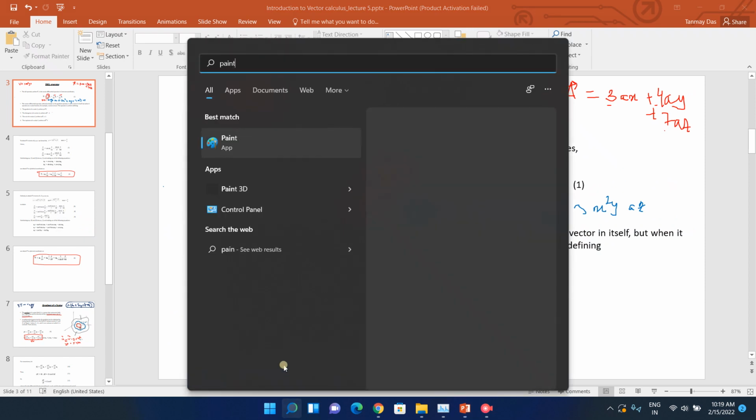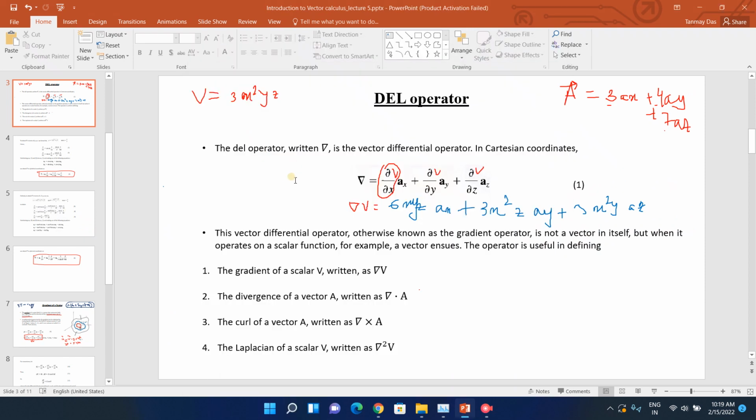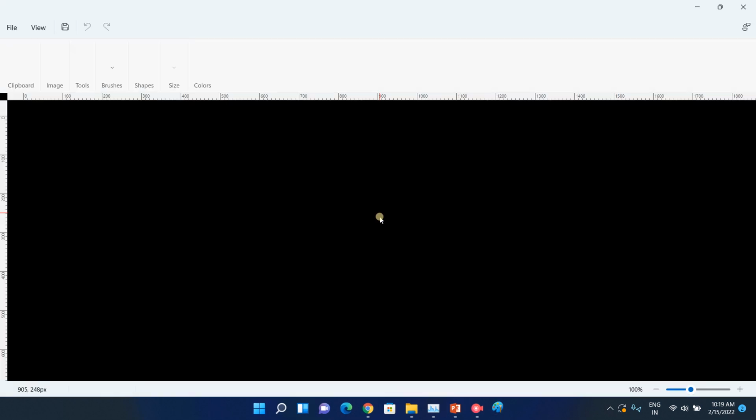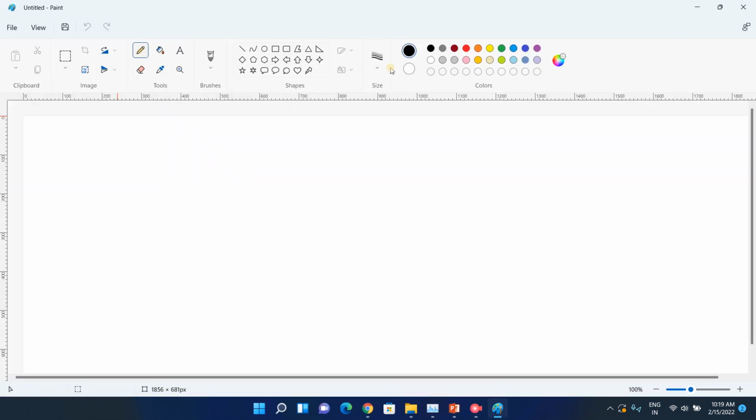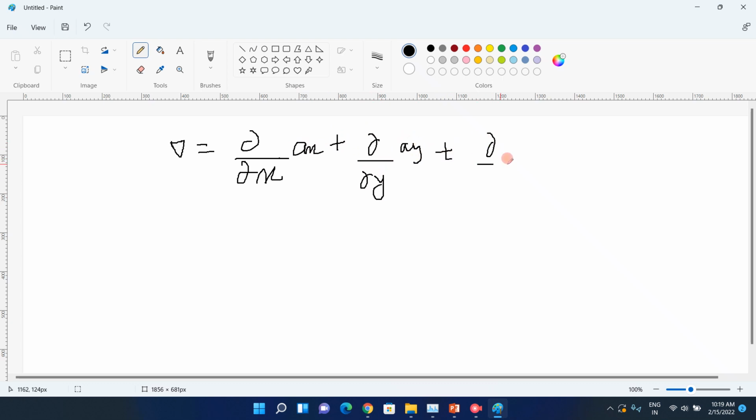Del operator. So suppose if I represent in this way, this I am showing you for the Cartesian coordinate system only. So del operator in Cartesian coordinate system is represented as del x with respect to unit vector x plus del y with respect to unit vector y plus del z with respect to unit vector z. So that means over here it is vacant, nothing is there.